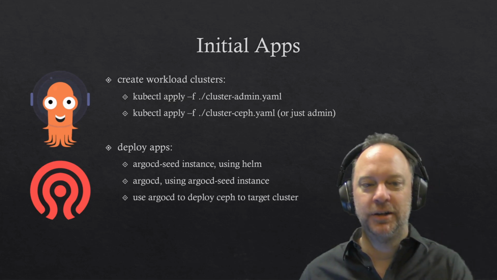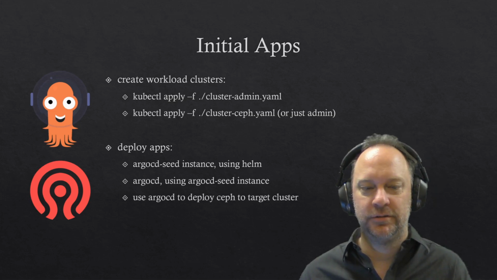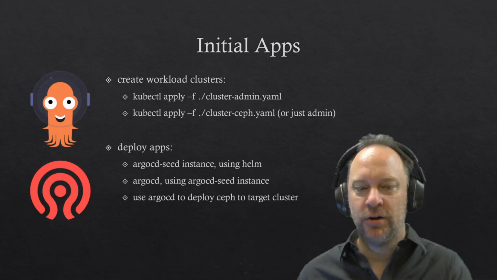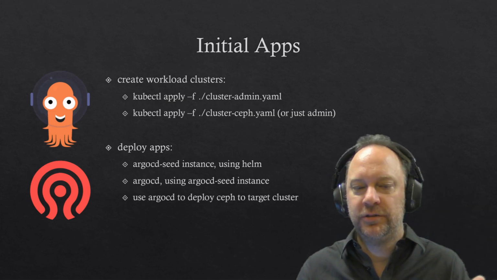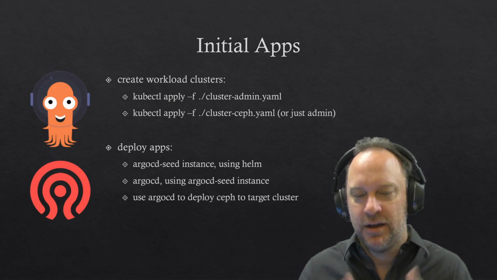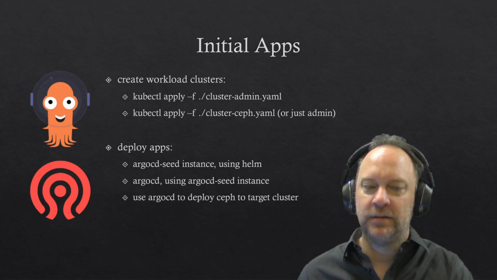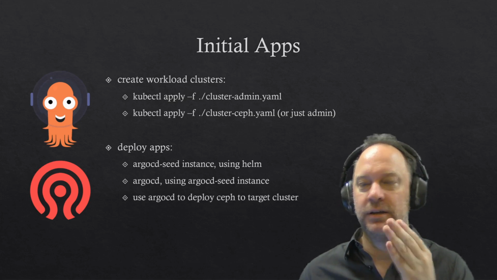All right, so we stand up an Argo CD seed instance. We've got to do that manually. This is going to solve the chicken and egg scenario. Then we use that Argo CD seed instance to stand up Argo CD. So now we have Argo CD managing Argo CD. That first Argo CD seed instance, we have to manually upgrade over time. But after that, everything running in Argo CD is all managed through Argo CD and Git repos.